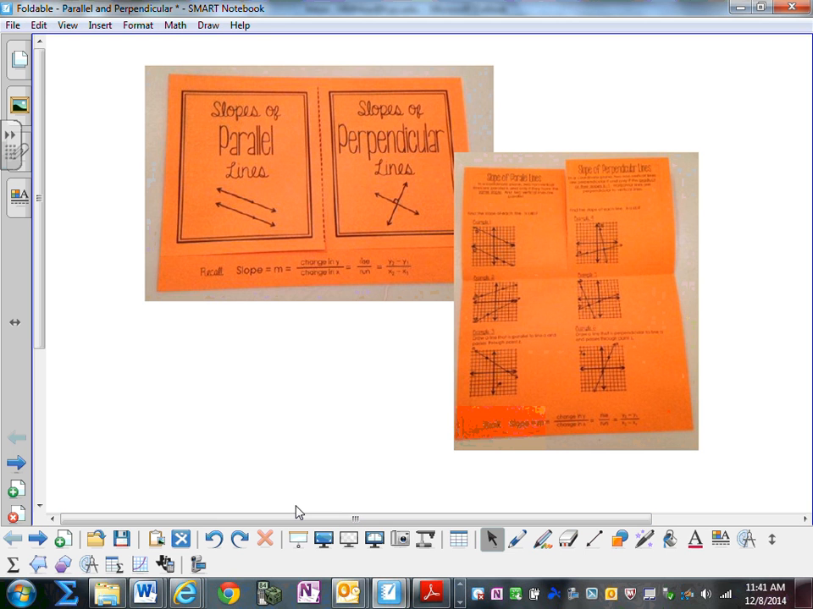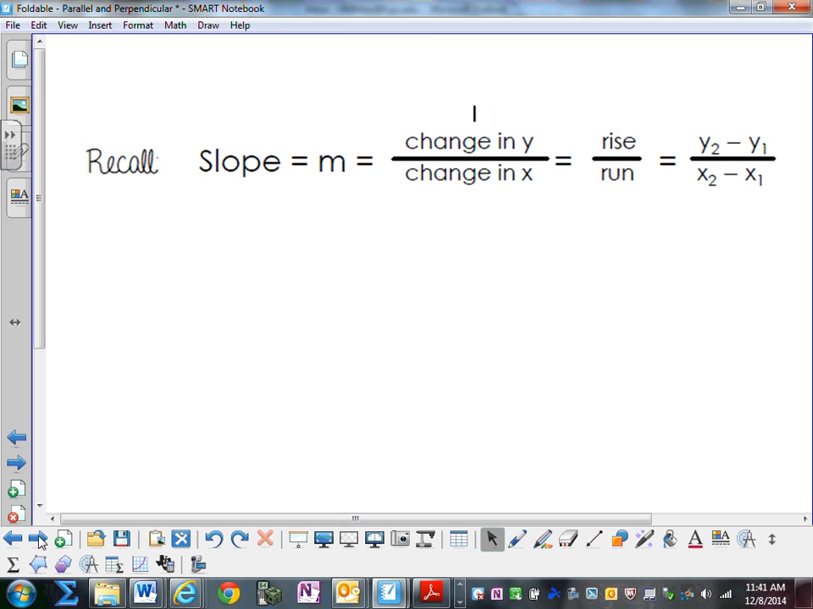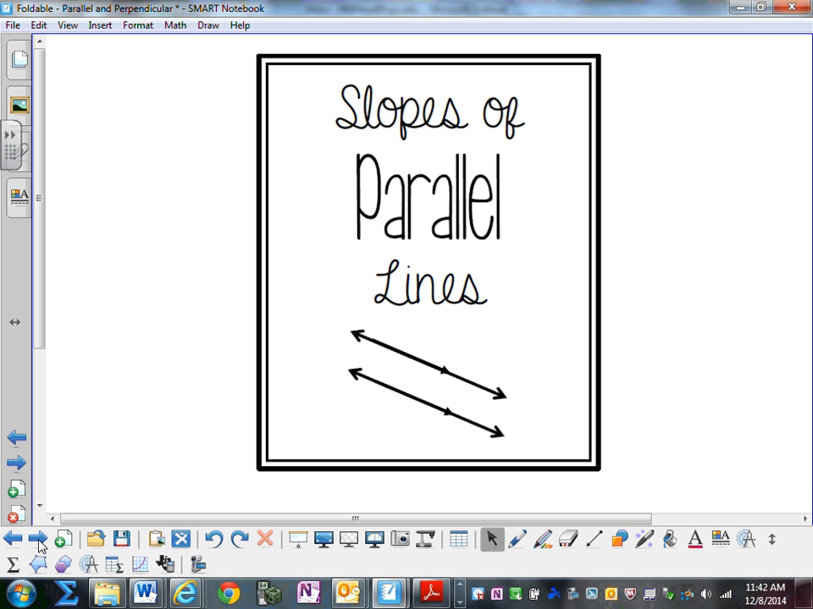Slopes of parallel and perpendicular lines. Recall that the slope is referred to as the letter m. It's the change in y over the change in x, rise over run, or the slope formula y2 minus y1 over x2 minus x1. Slopes of parallel lines.